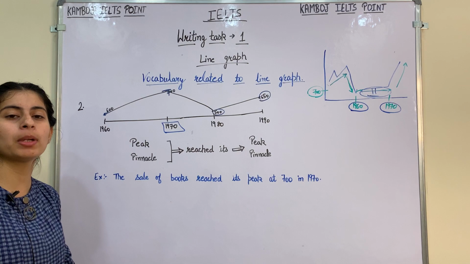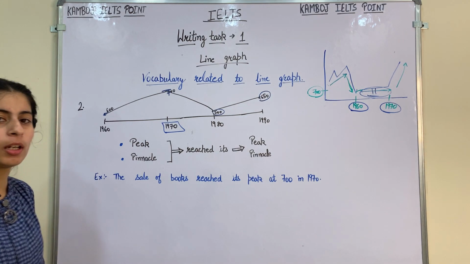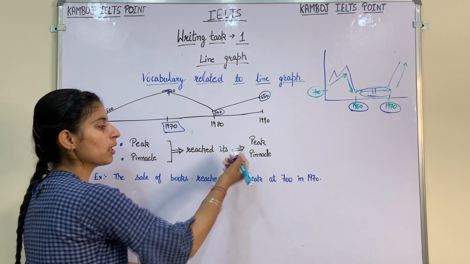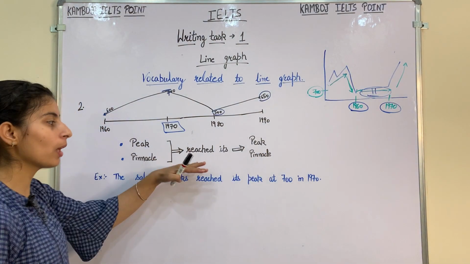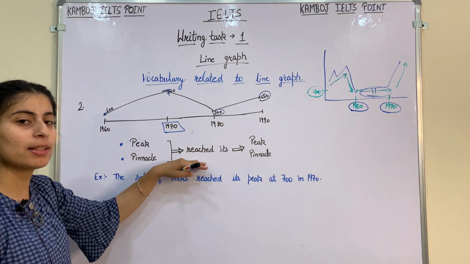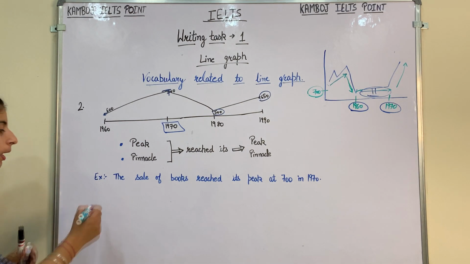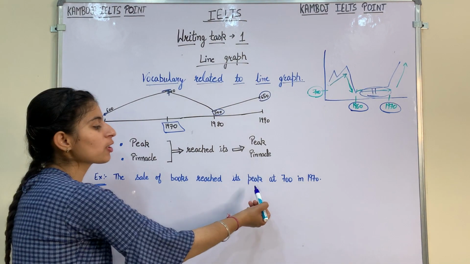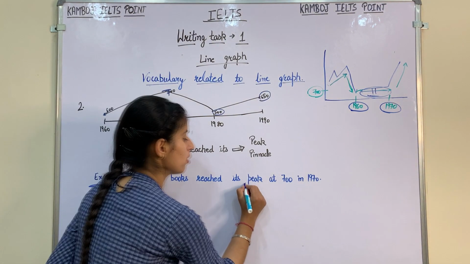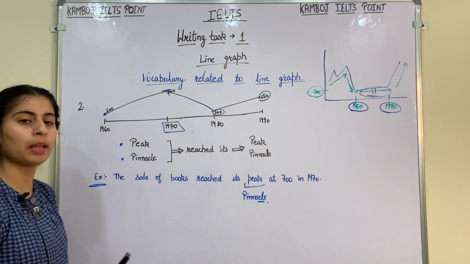So what type of vocabulary words can you use? You can use peak and pinnacle. You can say the sale of books reached its peak, or you can say the sale of books reached its pinnacle. So see an example here. The sale of books reached its peak at 700 in 1970. And you can use pinnacle here as well. There are some other words like zenith, acme.